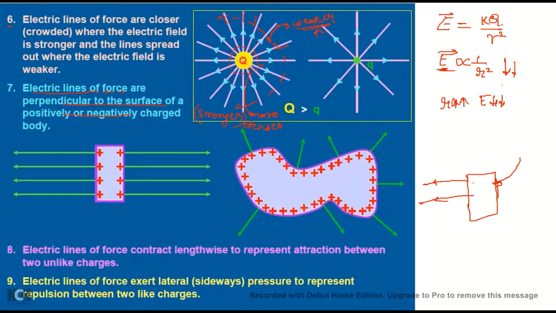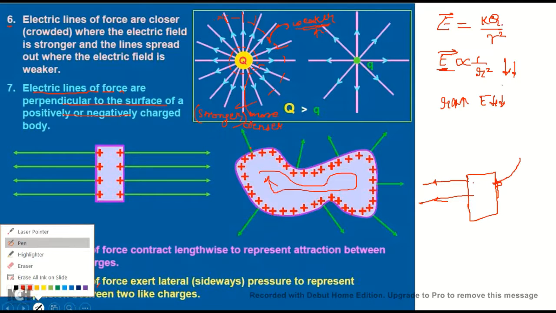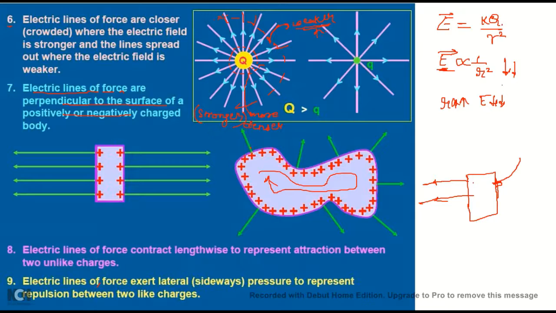They will be perpendicular, whatever the curve, irrespective of its shape or size. The angle of entering or exiting of electric field lines will be perpendicular, or 90 degrees, to the surface of the conductor. So electric field lines will always be perpendicular to the conductor.